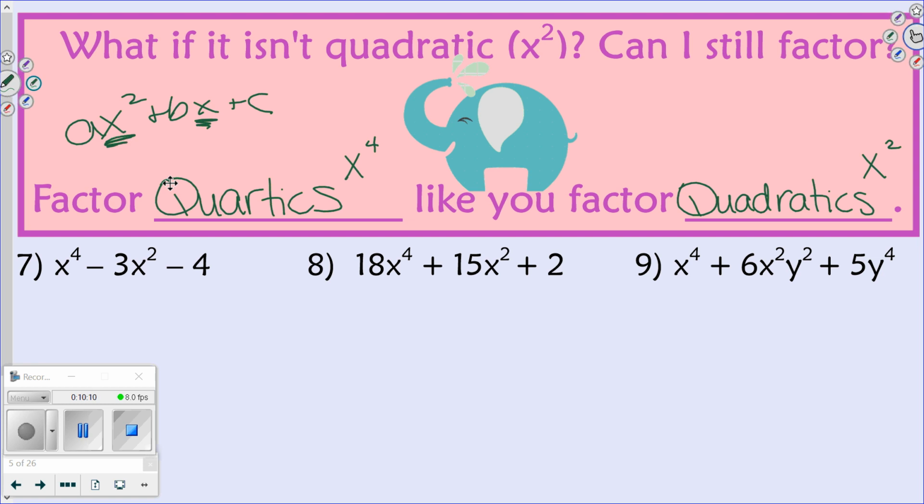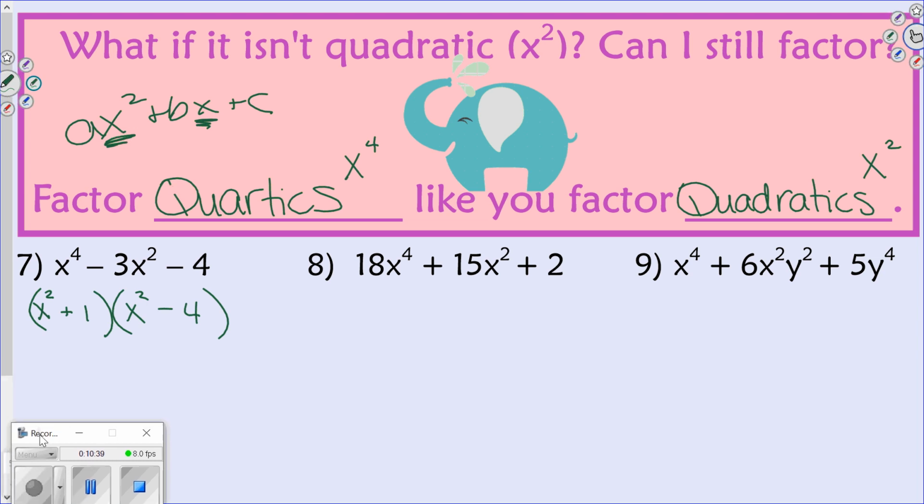So for this one, there is no GCF. I'll set up my parentheses. Still following the same sign rules. My last one's negative, so plus minus. Options for A. Instead of x and x, it's going to be x squared and x squared. And then options for C. 1 and 4.